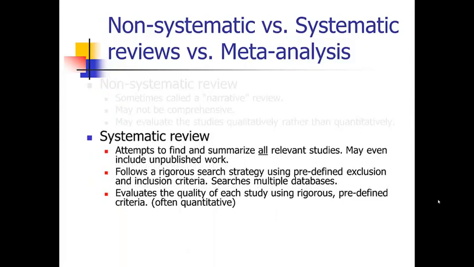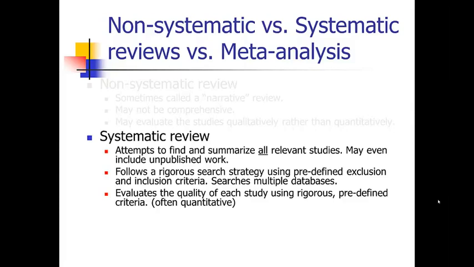In contrast, a systematic review, as the term systematic implies, attempts to find and summarize all the relevant studies on a particular research question or particular topic. Authors have even gone so far as to try to find unpublished work. So if they know of researchers who are working on a study but haven't published the final results, they may contact them to try to get information about that work, even though it hasn't been published yet.